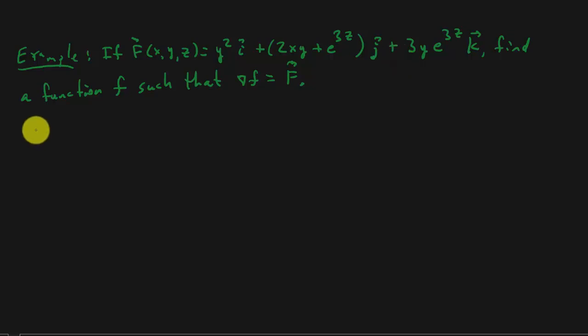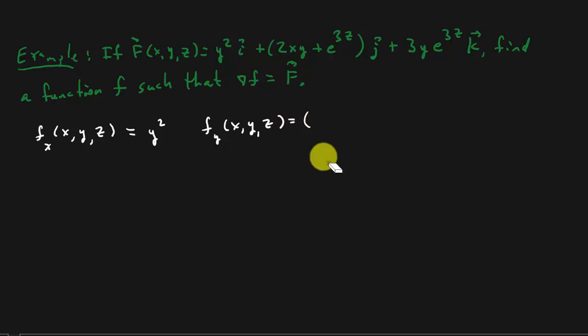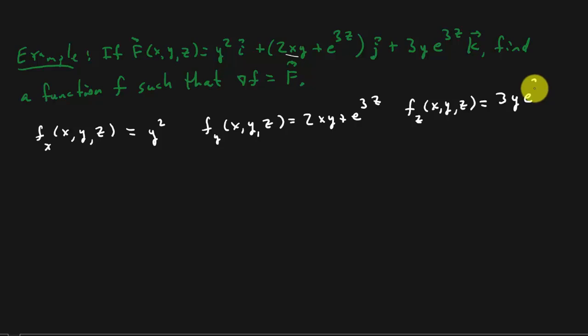So we have f of x, y, z. The partial of f with respect to x is equal to the part in front of i, which is y squared, and then the partial with respect to y is equal to this part in front of j. Remember, I explained all this earlier. 2xy plus e to the 3z, and the partial with respect to z is equal to 3y e to the 3z.